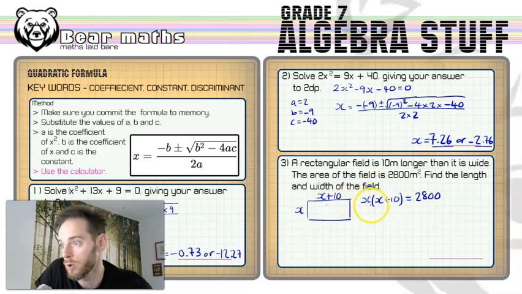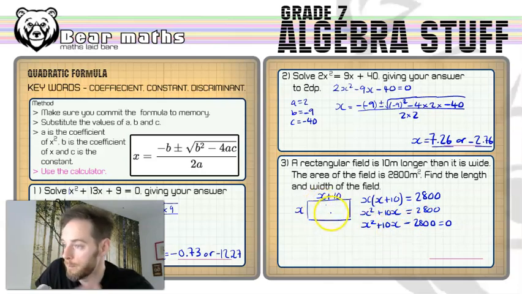Now this is going to form a quadratic. So x squared plus 10x equals 2,800. Now move that over to the other side. X squared plus 10x minus 2,800 is equal to 0. This is the quadratic that we have formed to calculate the length and the width of the field.